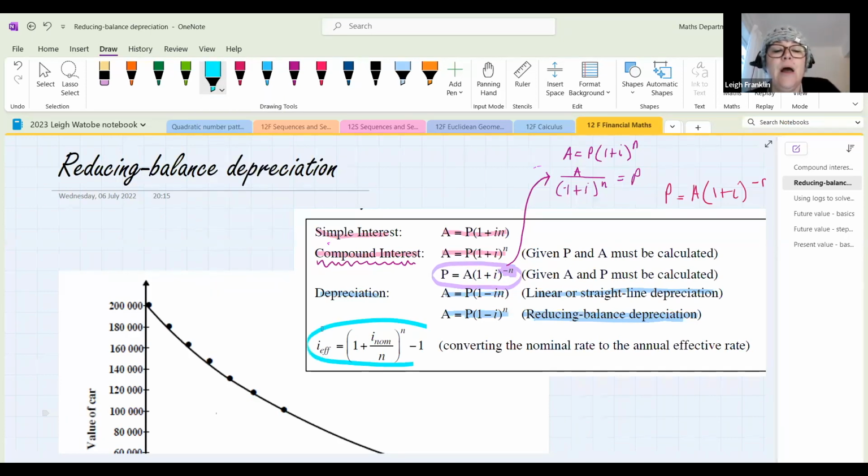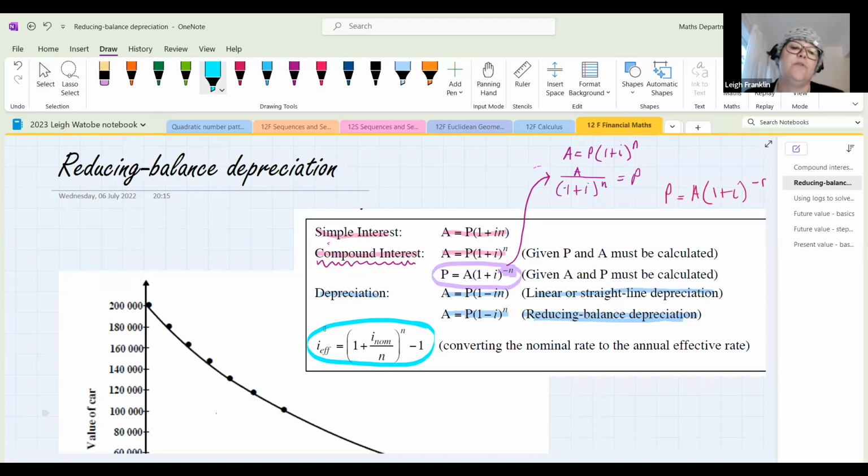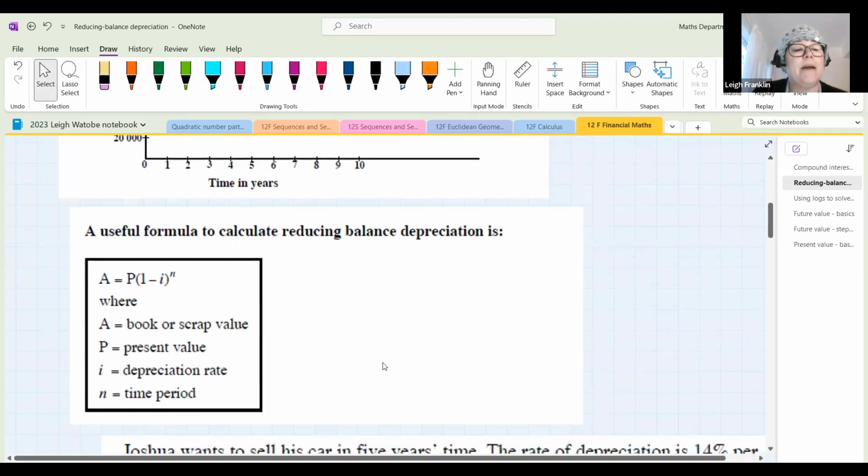But this formula over here is not on your formula sheet. The others are, together with your future value formula and your present value formula, but the effective and nominal interest rate formula is not given. So this one that's been highlighted in turquoise, if you want to answer a question on this, this needs to be learned. Okay, but we'll come back to that just now.